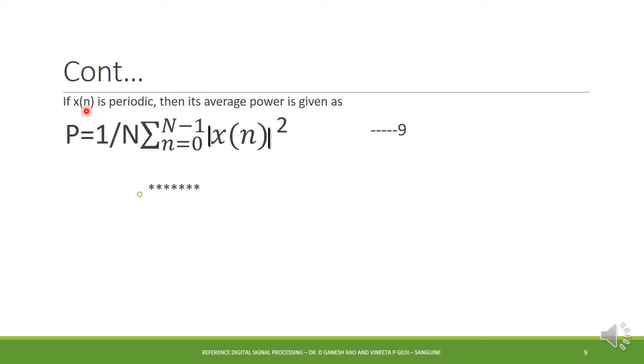Next, if x of n is periodic, then its average power is given by 1 by N, the sum from n equal to 0 to N minus 1 of x of n squared. This is your equation number 9. Okay, that is all about your energy and power signals. We have covered all the classification of signals. In the next class we are going to study some other part of DSP, which is very interesting also.